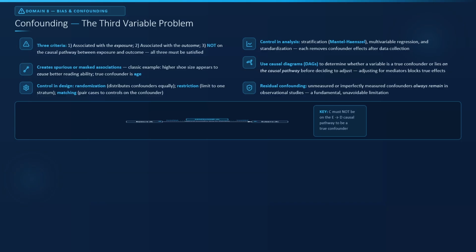Now, here's where I want you to slow down. Before you adjust for anything, draw the causal diagram, the DAG. Ask yourself honestly, is this variable a confounder or is it a mediator sitting on the causal pathway? Because if you adjust for a mediator, you are blocking part of the very effect you're trying to measure, and you'll wash out a real finding. Adjusting for everything you measured is not sophistication, it's a mistake.